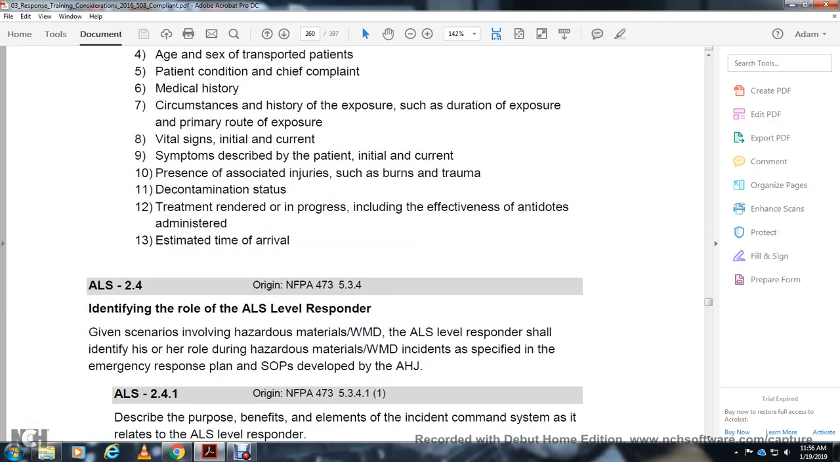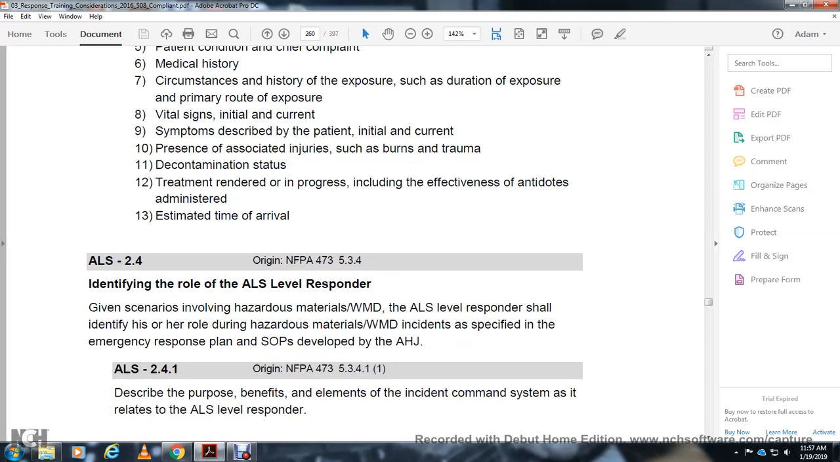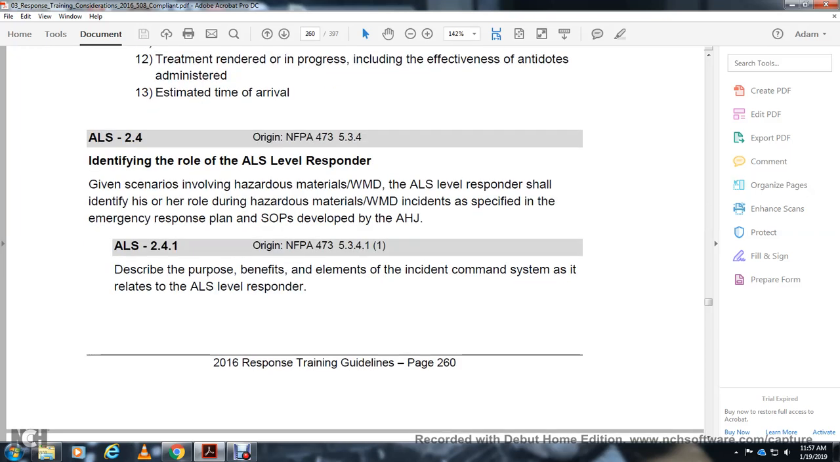Identify the role of the advanced level of life support responder. Give the scenario that has hazardous material weapon of mass destruction. Advanced life support level of responder shall identify his or her role during the hazmat weapon of mass destruction incident and specify the emergency response plan standard operations developed by the authority having jurisdiction. Describe the purpose, benefits, and elements of the incident command system and the role of the advanced level of life support level of response.